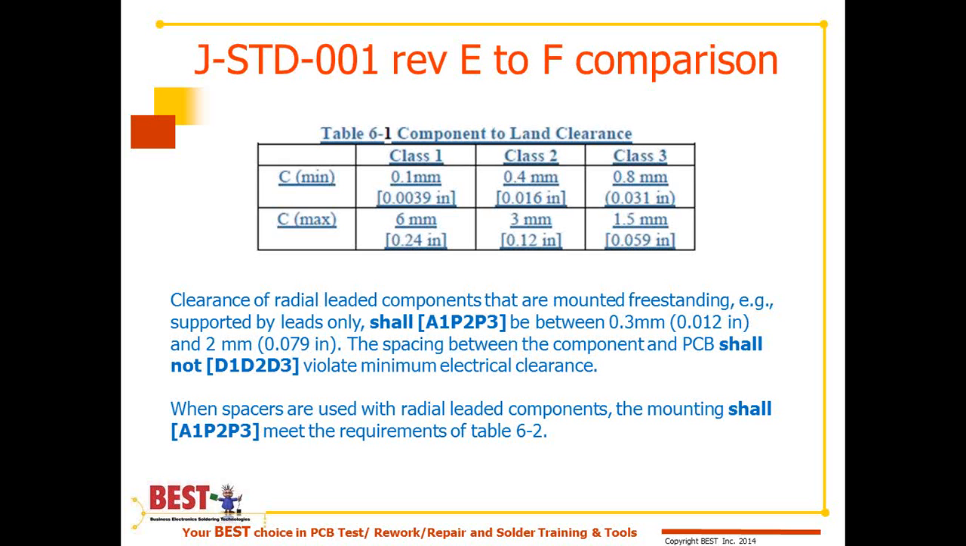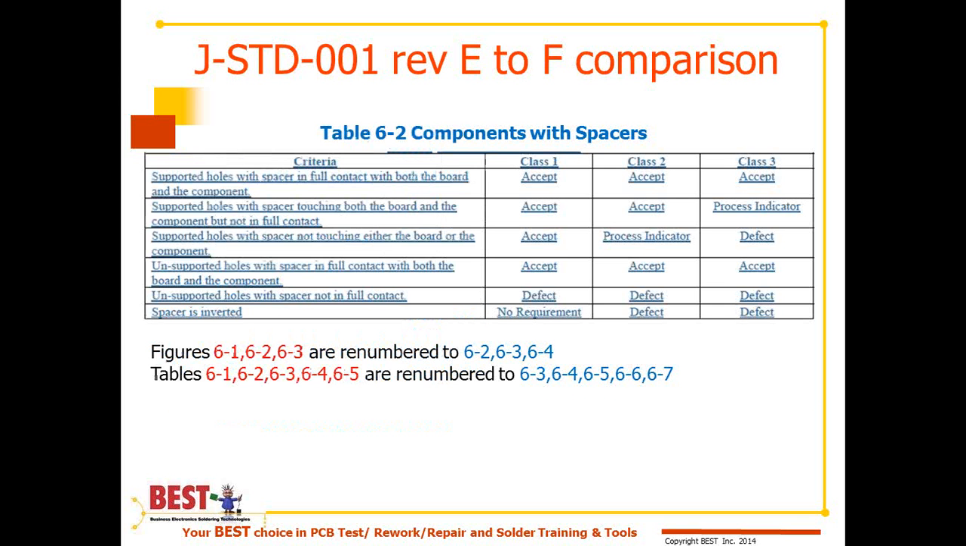The spacing between the component and the printed circuit board shall not violate minimum electrical clearance, or it's a defect. And when spacers are used with radial leaded components, the mounting shall meet the requirements of Table 6-2, or it's a process indicator for Class 2 and 3. So here's the table.